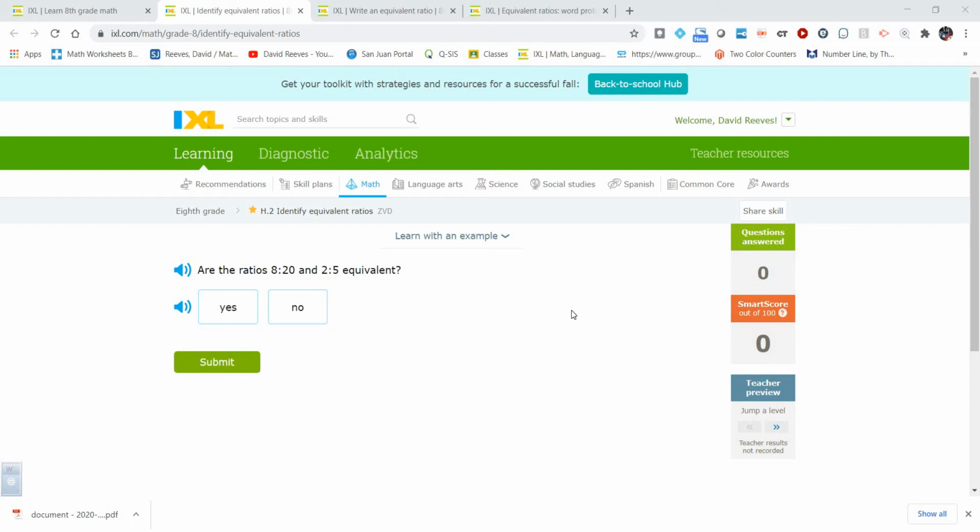Just a quick reminder, a ratio is a comparison of any two quantities or two numbers, and we can write them using the word "to," T-O. You often see them with a colon like they're doing here in IXL, or often we'll write them as a fraction. And equivalent ratios are ratios which, when reduced or simplified, give the same ratio by factoring out common factors.